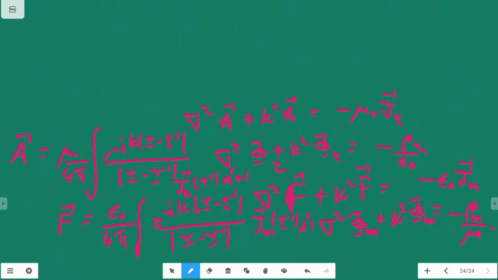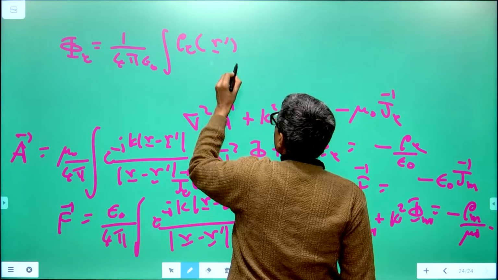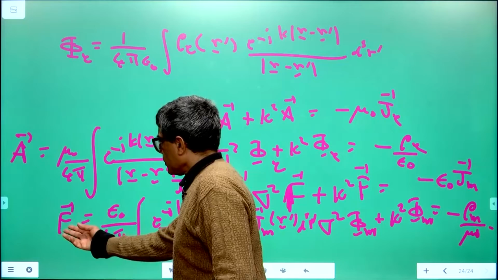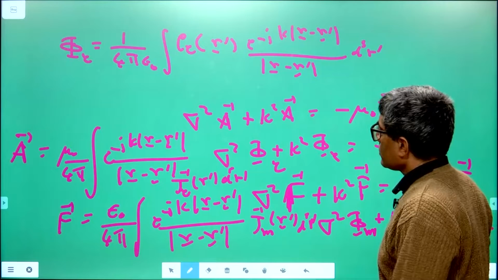And finally, likewise you get the solution for phi. Phi is equal to 1 by 4 pi epsilon naught integral rho e of r prime e power minus j k mod r minus r prime by mod r minus r prime d 3 r prime. And similarly for phi m, once you have the solutions for A, phi e, F and phi m, you can substitute them into the expressions which we derived earlier for the fields in terms of the potentials, and you get the complete radiation picture.